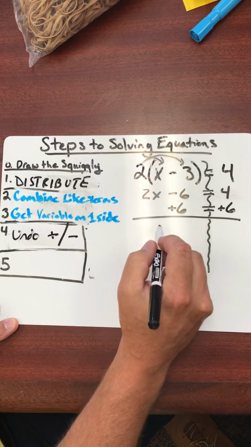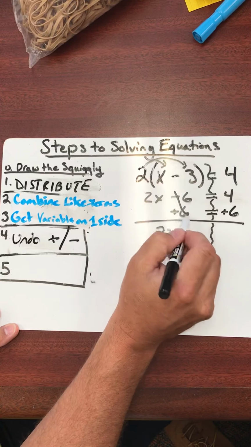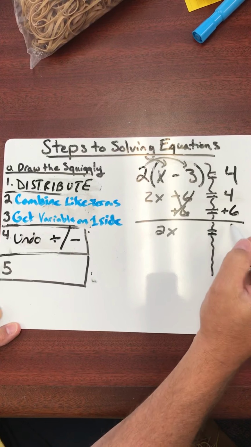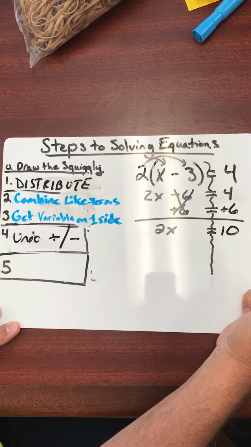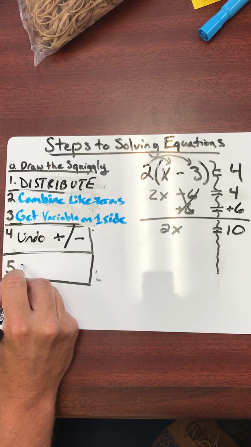On the left, the 2x is still here. It remains. -6 plus 6 adds up to 0, so our constant terms cancel out. On the right, 4 plus 6 is 10. Our last step is to undo multiplication or division.